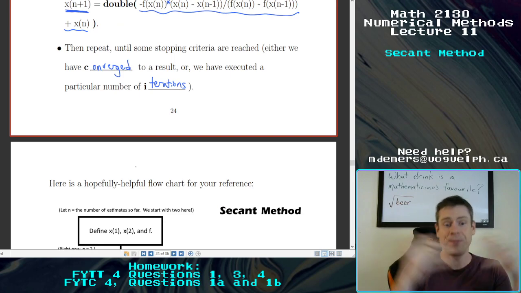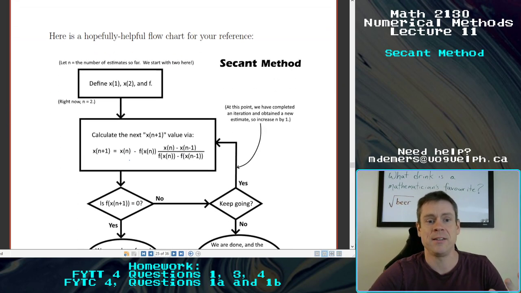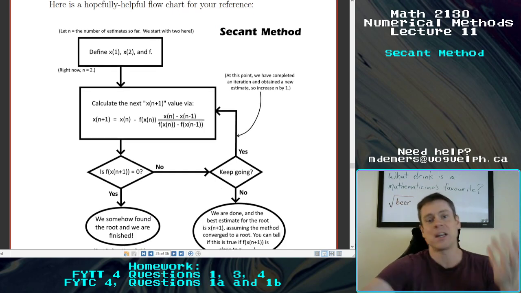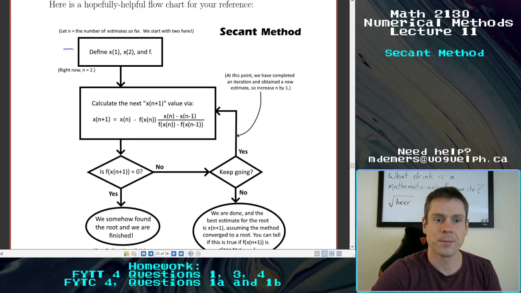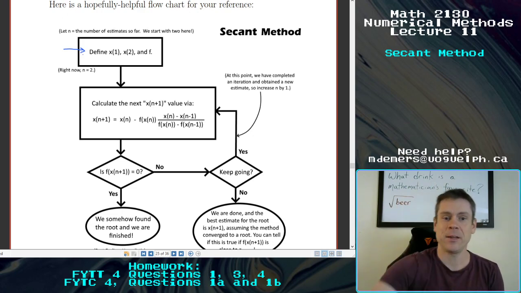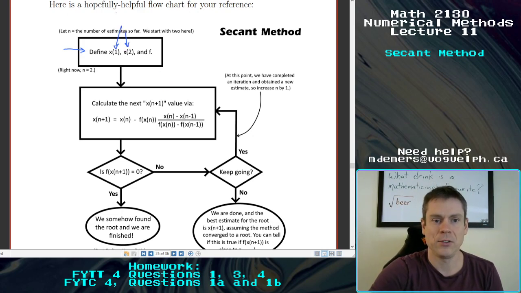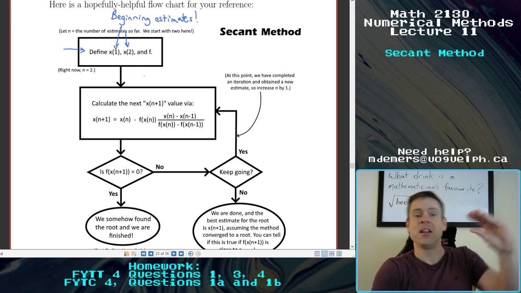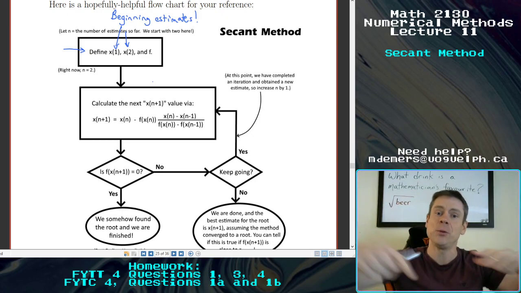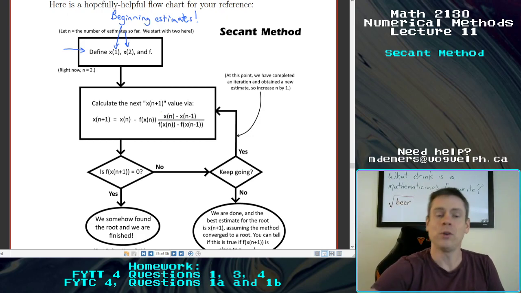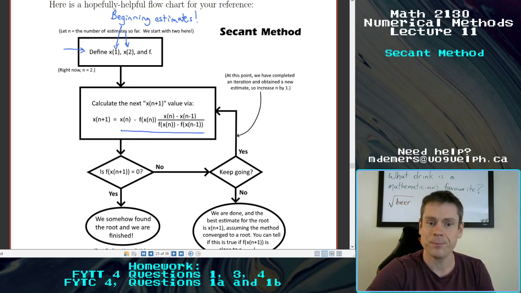Sometimes people are helped along by flowcharts, so I provided a flowchart to you to see how this would flow logically. So you're going to want to start the program, initialize it with your beginning estimates, and whatever your f is that you're interested in. And then once you've got those designated, you want to find x3, you want to find x4, you want to find x5. And this is going to be inside a loop, so you can keep going and going. So inside that loop, you're going to find the next xn plus 1 value via the scheme.